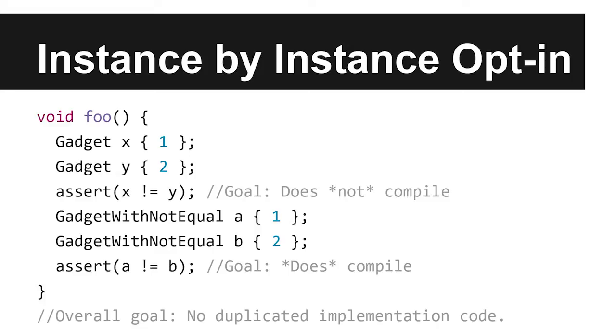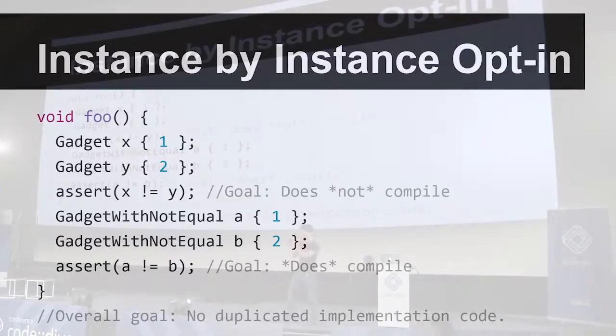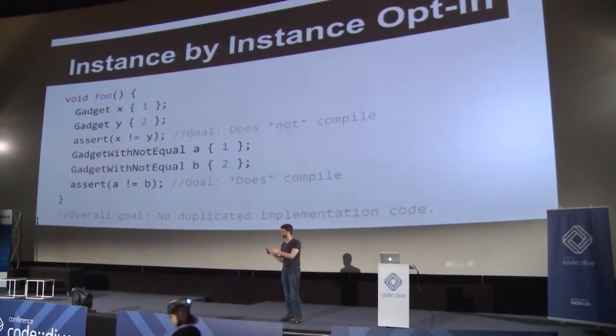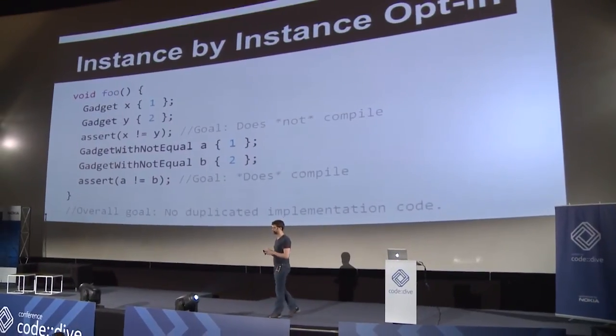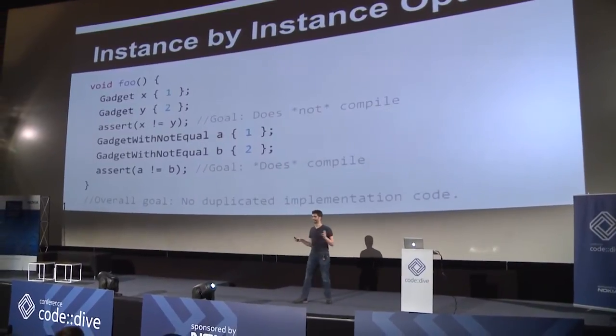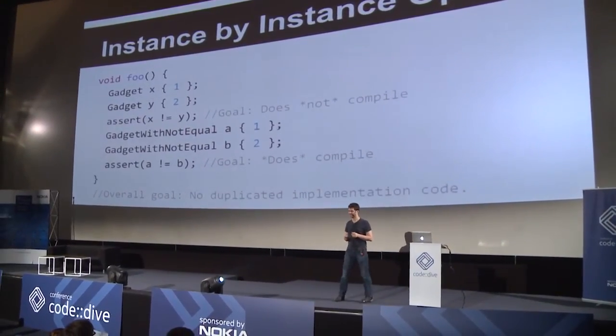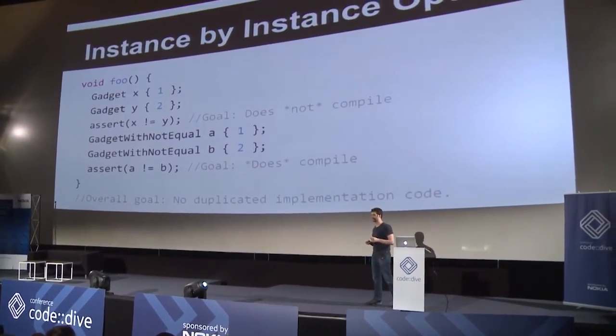Does anyone else have an example of a power that you might want to have for some of your instances, but not all of your instances? Maybe something that has a performance cost. No? Well, maybe instrumentation. Maybe you want to instrument some instances and not others.